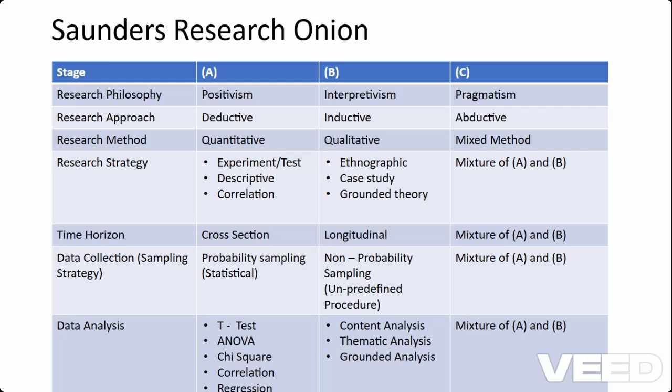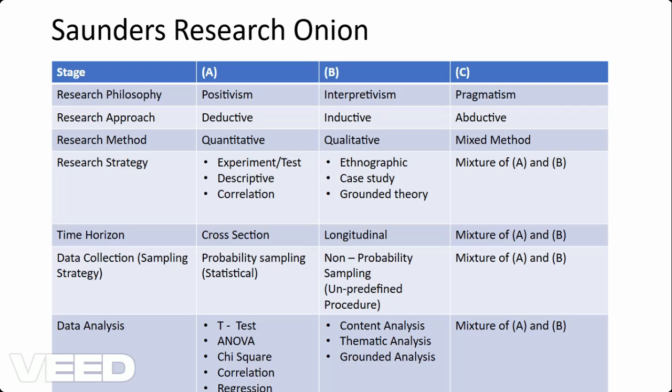Compared to if you take a philosophy of interpretivism, your sampling has to be non-probabilistic. There is no predefined procedure on how you are going to sample. You are going to sample on what's appropriate or who can give you the right information, because you are in qualitative research mode and you are using an inductive research approach. Of course, you are using longitudinal. I explained all that. Of course, pragmatism is a mixture of those strategies.